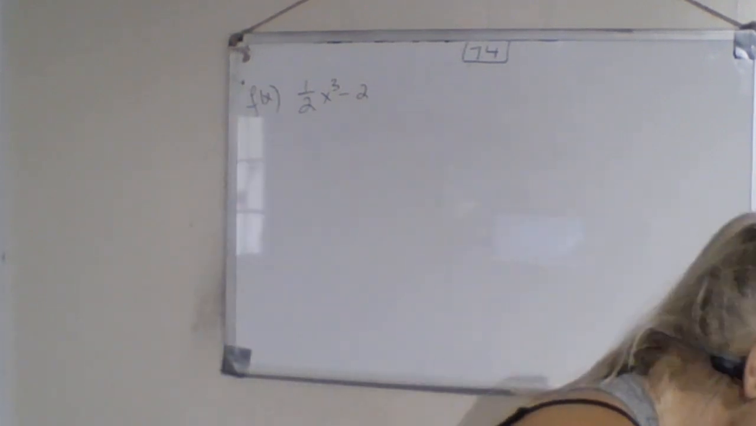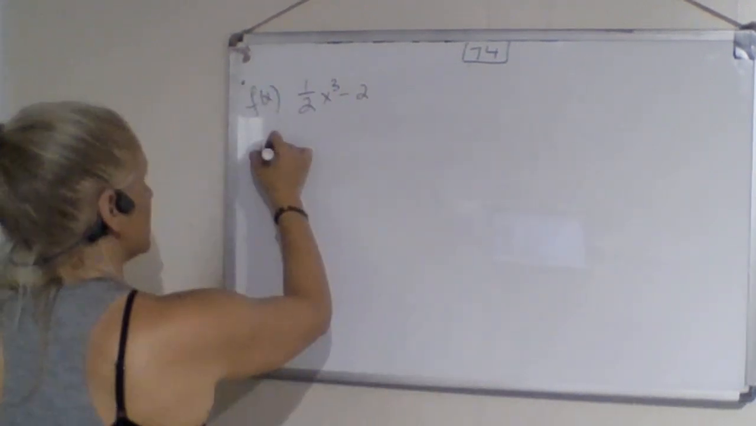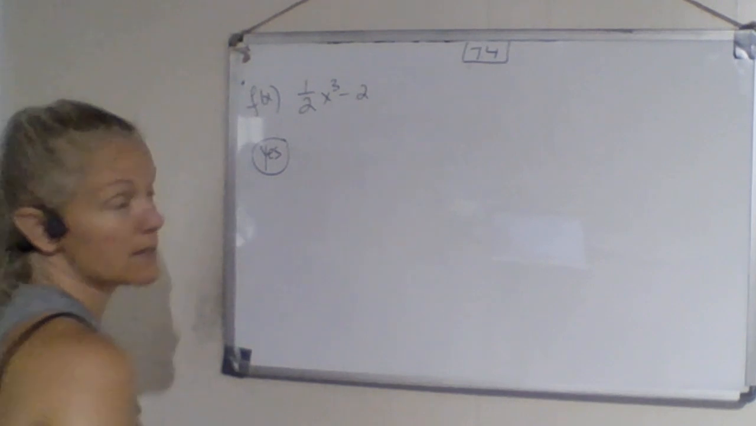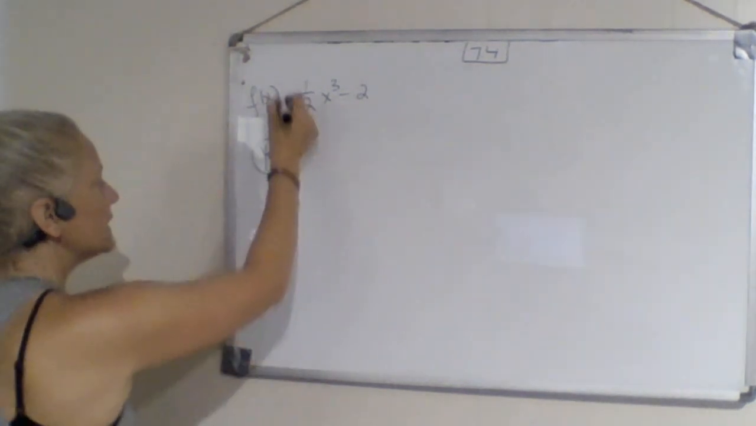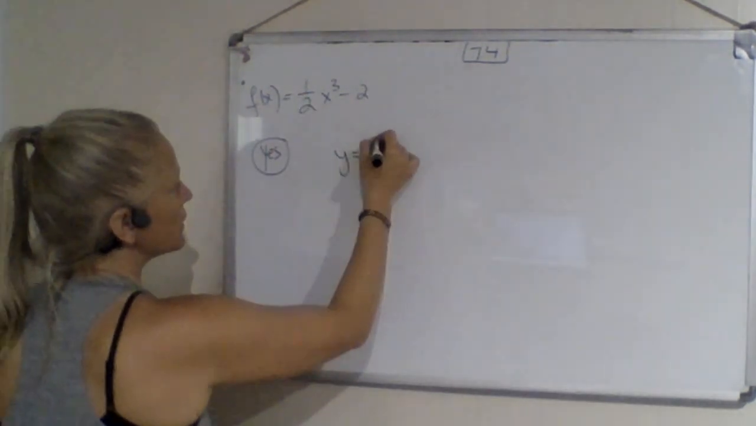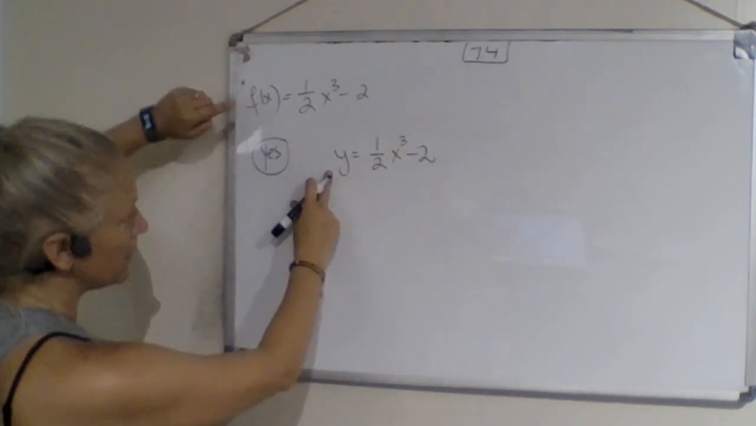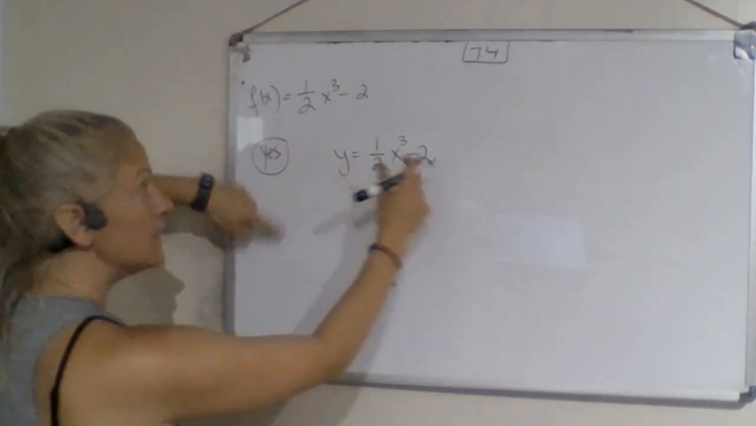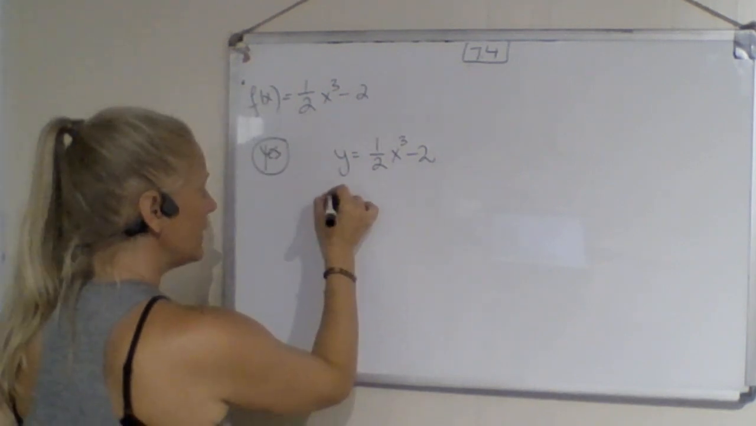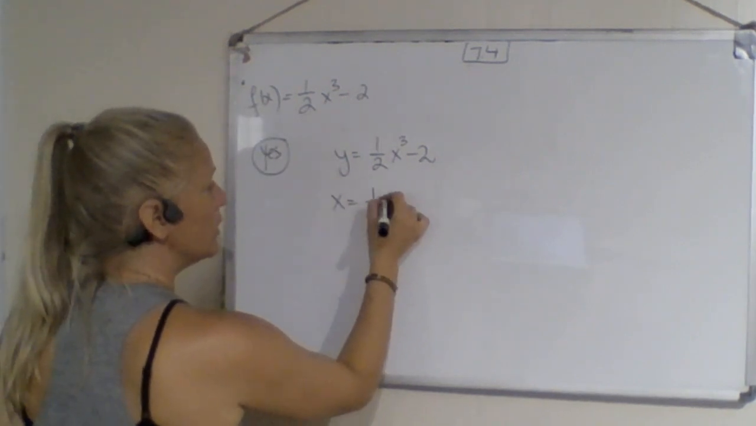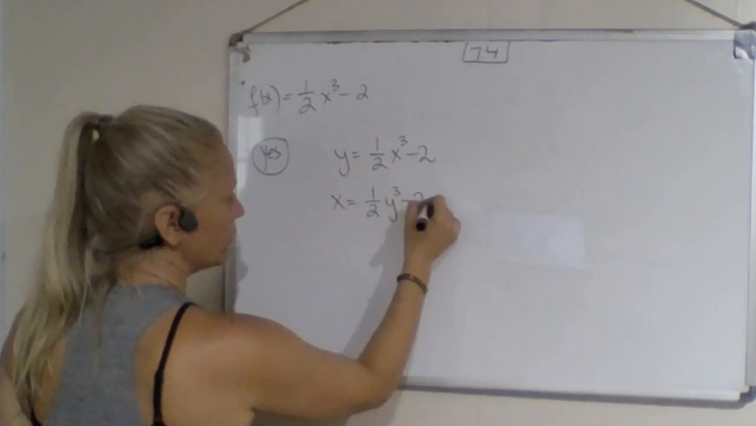I already know, yes, this one has an inverse that is a function. I now need to find it. It's not that hard. Y equals 1 over 2 x to the third minus 2. You notice how it applies to f of x with y. I switch them: x equals 1 over 2 y to the third minus 2.